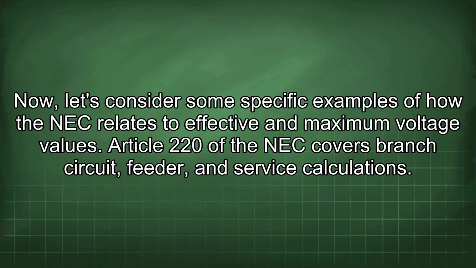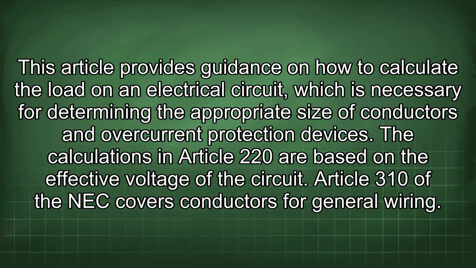Now let's consider some specific examples of how the NEC relates to effective and maximum voltage values. Article 220 of the NEC covers branch circuit, feeder, and service calculations. This article provides guidance on how to calculate the load on an electrical circuit, which is necessary for determining the appropriate size of conductors and overcurrent protection devices. The calculations in Article 220 are based on the effective voltage of the circuit.